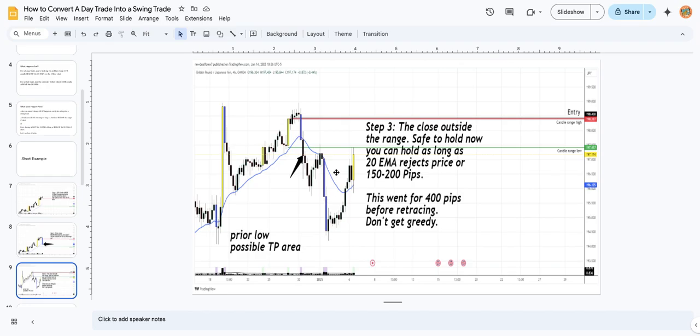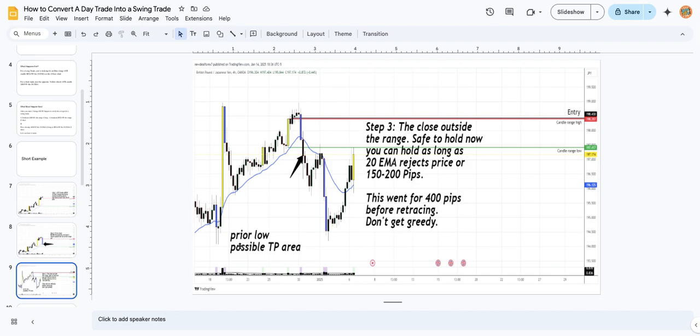So this trade is safe to hold as long as price is held by the 20 EMA. Okay, so it went down about 150, 200 pips, but it went for a total of 400 pips before completely retracing down here at the bottom all the way back up. So you want to be out by the time all this happens.